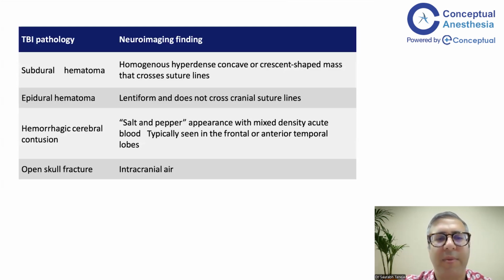So subdural hematoma is a homogeneous hyperdense. When blood is there, it is hyperdense. It is a concave or crescent shaped mass. I'll be showing you, and it crosses the suture lines. And EDH is lentiform and does not cross the cranial suture lines. Usually it has a fracture, as I told you.